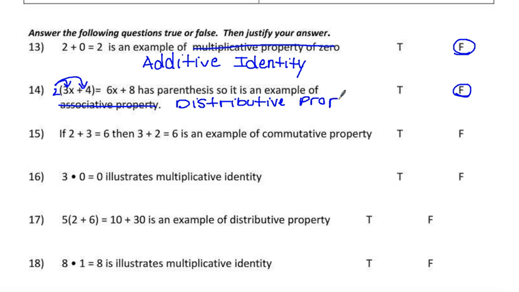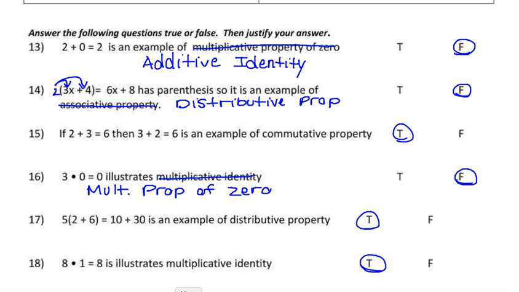So what I want for you to do now is try number 15 through 18 on your own. Pause the video and then I'll give you the answers. And here are your answers for numbers 15 through 18.